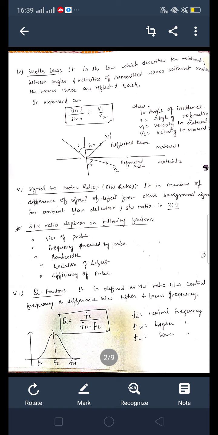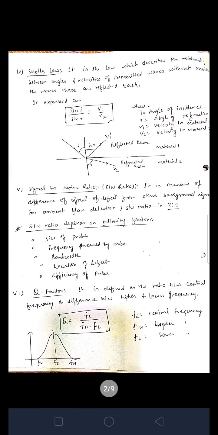And here the SN ratio depends on the following factors, such as the size of the probe, the frequency produced by the probe, the bandwidth, the location of the defect, and the efficiency of the probe. These are the factors on which the SN ratio depends.